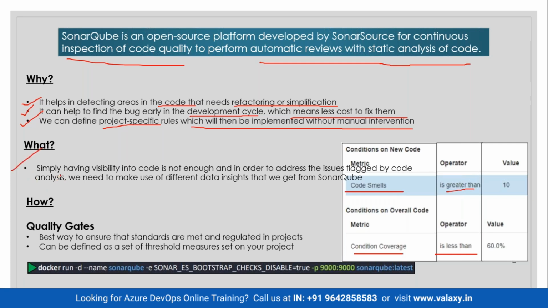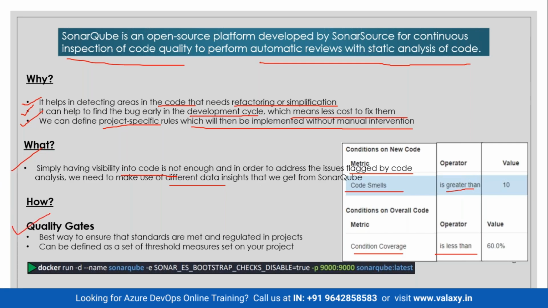So what exactly does SonarQube do? It helps simplify having visibility into code, which is not enough on its own to address the issues flagged. So SonarQube will be flagging those issues for you. You can easily go into the SonarQube dashboard and see what the issues are, and it will give you a complete insight, different data insights. So you can see exactly at which line of code the issue is. All this clear indication will be given by SonarQube. SonarQube can go more granular. It can go to the source code file and the line number where exactly the issue is, and highlight the issue for the developer. It can also suggest what could be a possible solution in some cases.